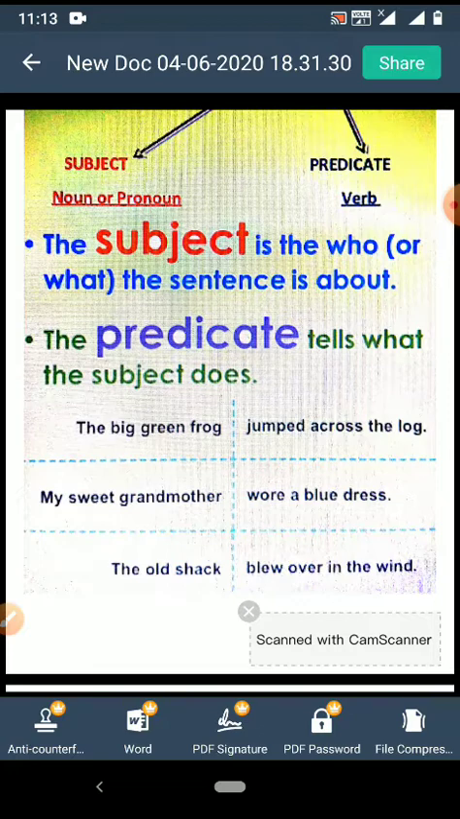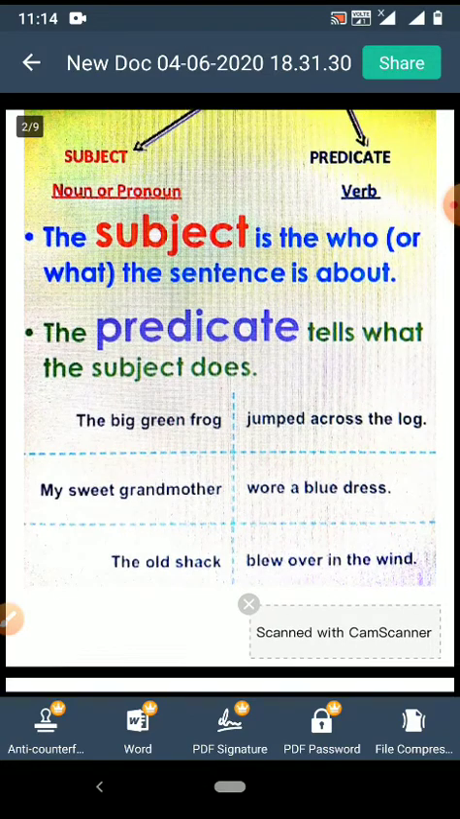Second, my sweet grandmother wore a blue dress. Now, again, frame a question in your own mind. Who wore a blue dress? Answer would be my sweet grandmother. So, my sweet grandmother is the subject, while wore a blue dress is the predicate in this sentence.